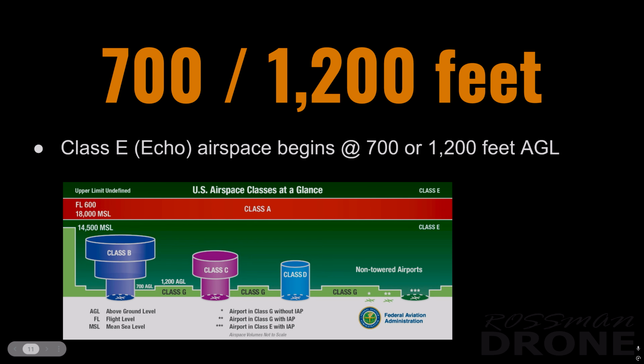Next is 700 or 1,200 feet, which would be our Class Echo airspace, beginning at 700 feet or 1,200 feet, again in AGL or above ground level. The Class E airspace here in the darker green segments is beginning at 700 feet or at 1,200 feet, depending on where it is.